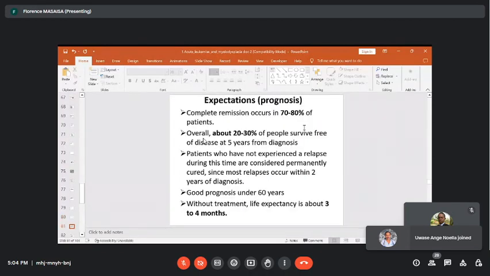The rate of complete remission is 80%, but only 20 to 30% will have disease-free survival from the diagnosis. Those patients who don't have a relapse within 2 years are considered totally cured. So good prognosis is under 60. Without treatment, life expectancy is 3 to 4 months.